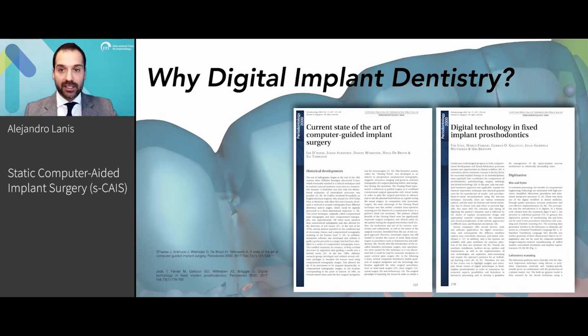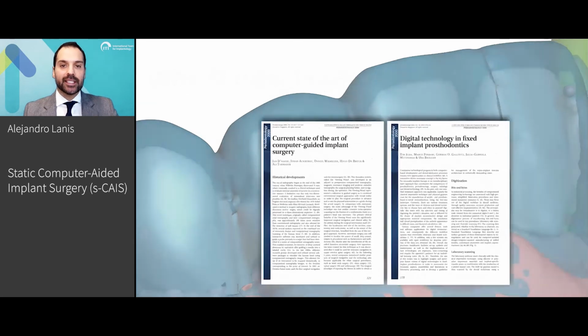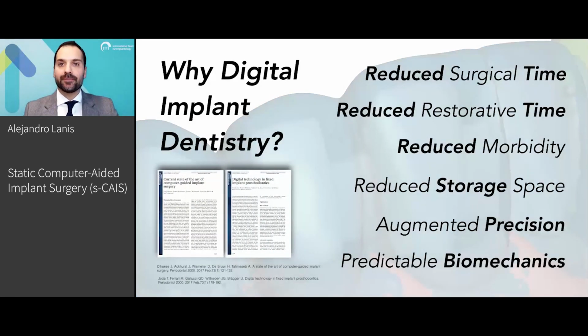In fact, these two articles or reviews from Periodontology 2000, from people that are very related to the ITI, state and show that we can get reduced surgical time, reduced restorative time, reduced morbidity, reduced storage space, augmented precision, and of course predictable biomechanics when we use these technologies for implant dentistry.